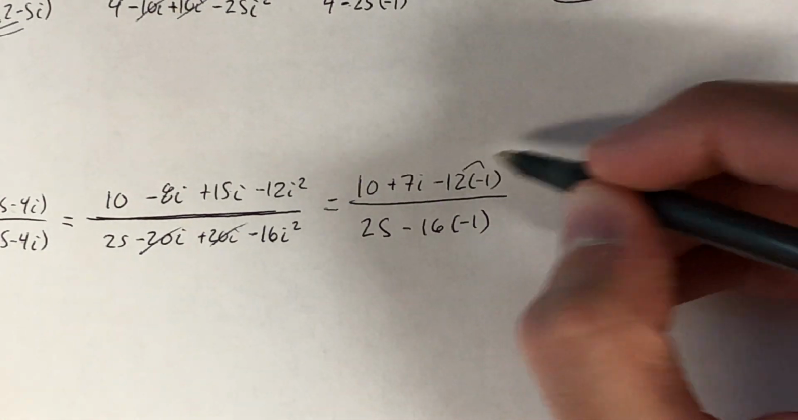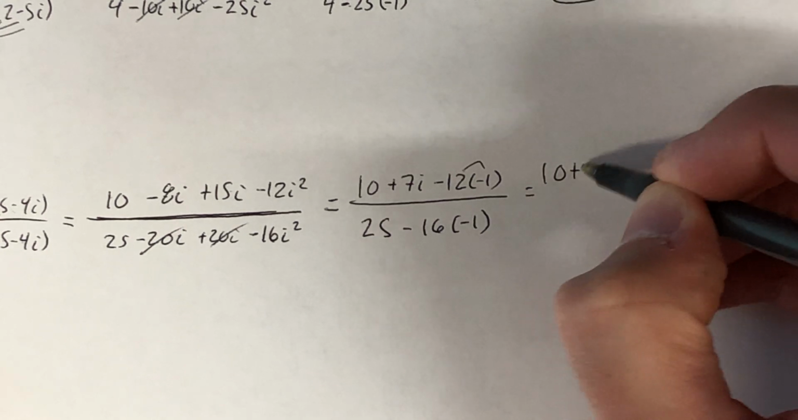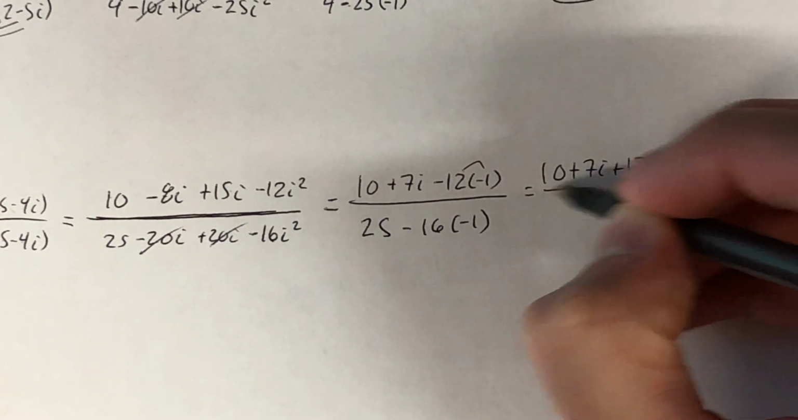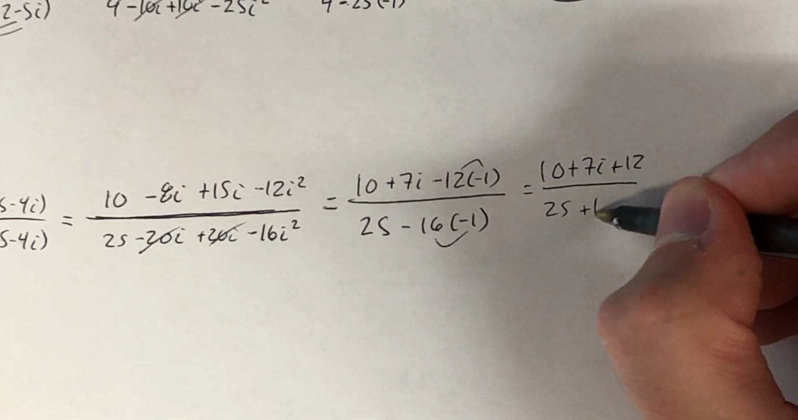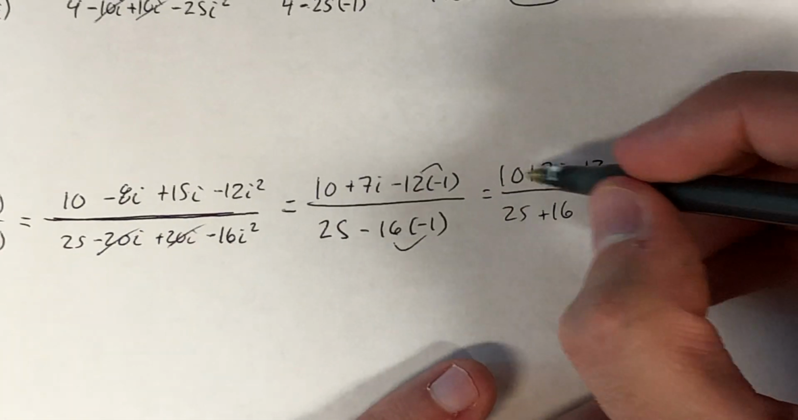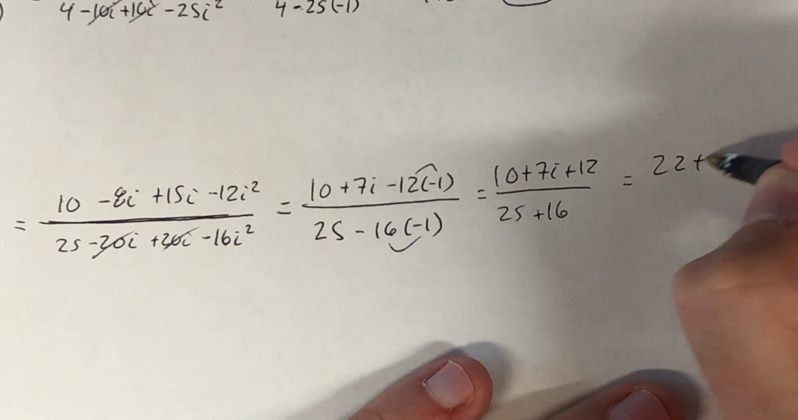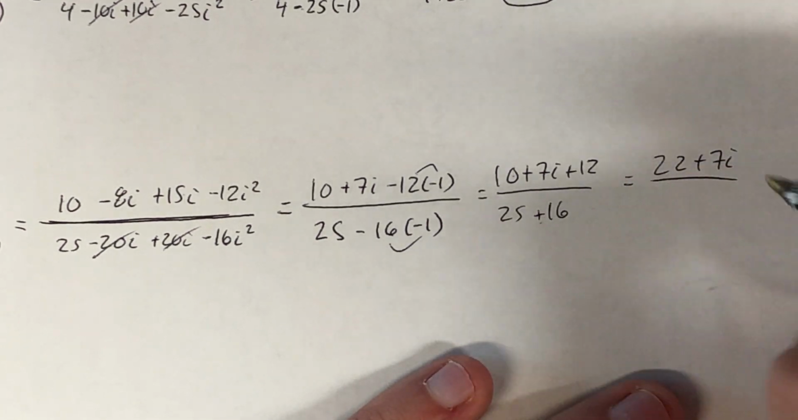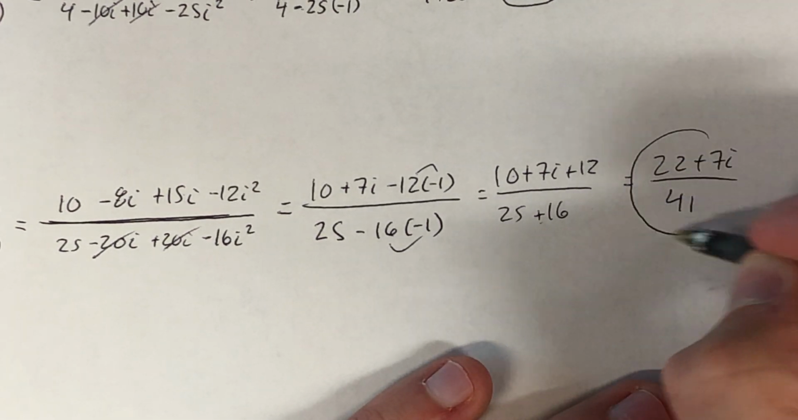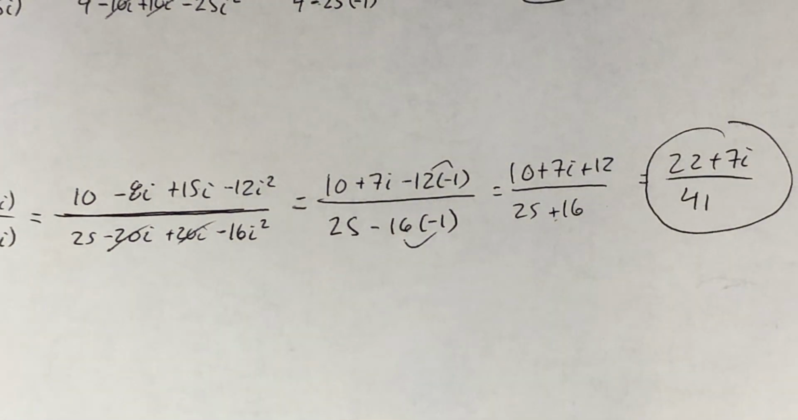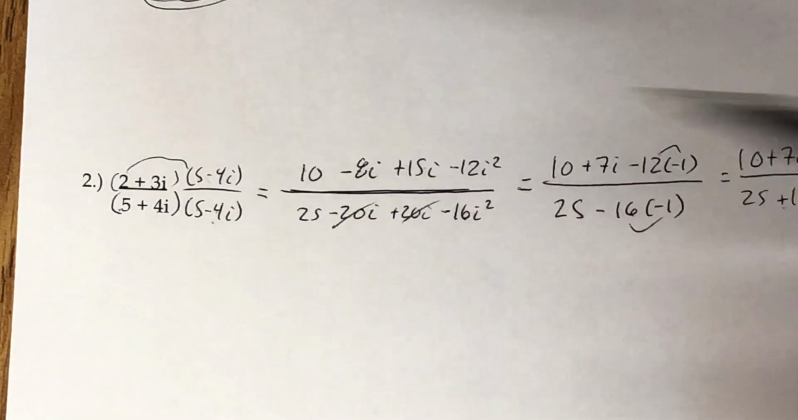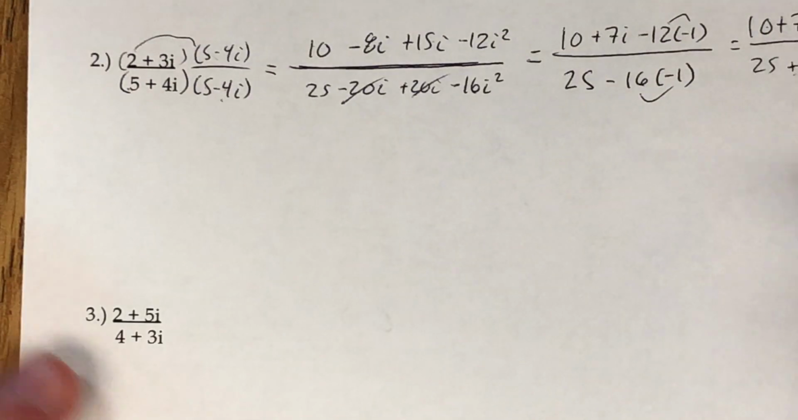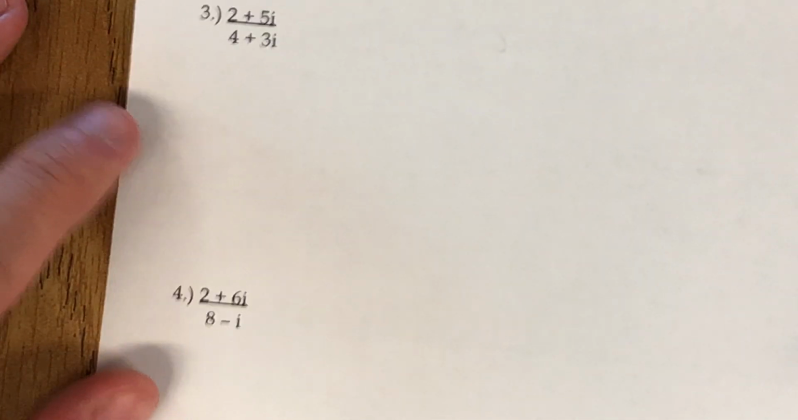And then distributing. So negative 12 times negative 1 is positive 12. 25 minus negative 16 times negative 1, positive 16. And then simplify. 10 plus 12 is 22. 25 plus 16, well, that's 41. There we go. Okay, rationalize the denominator means multiply by the conjugate of the denominator. All right, I'm going to leave you with 2 more problems.